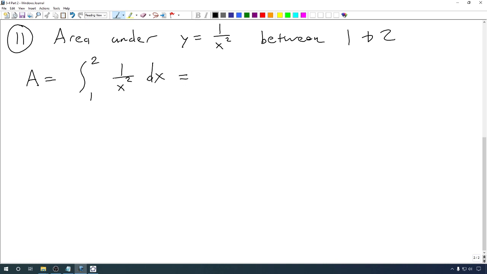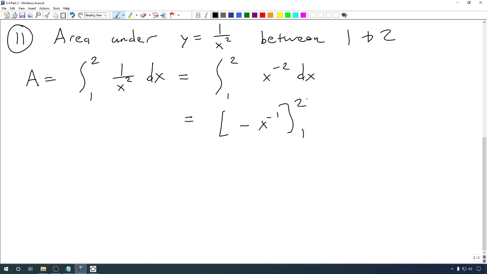First thing that we're going to do, because we need to take an antiderivative of 1 over x squared, we'll turn this into just x to the negative 2 power. Then we're going to find the antiderivative of x to the negative 2. Remember here we add 1 to our power, so our new power is negative 1, and then dividing by the new power, we just get a minus sign. I'm putting that antiderivative in brackets because we still need to apply the limits of integration.